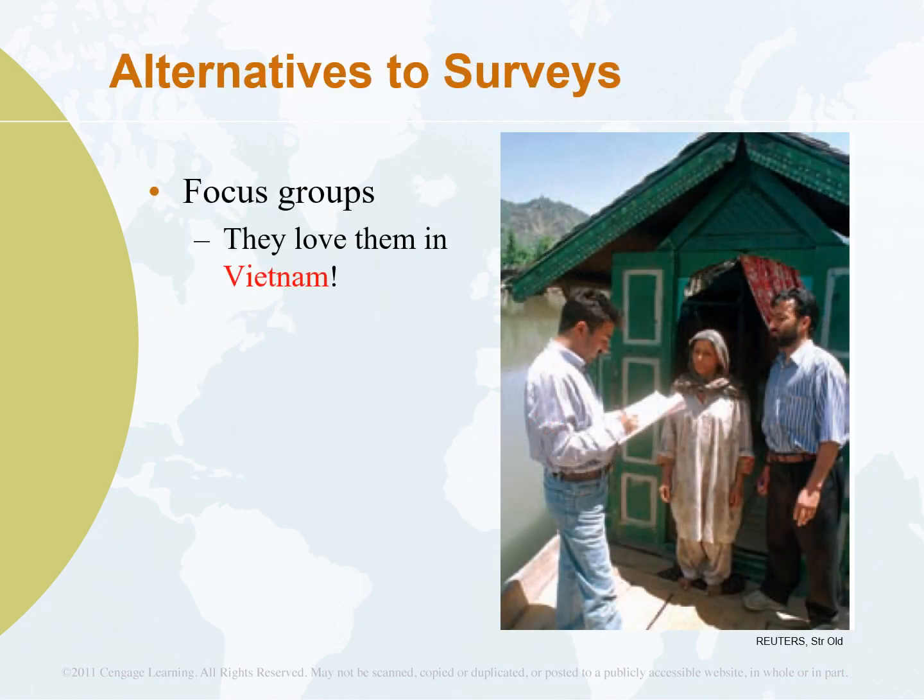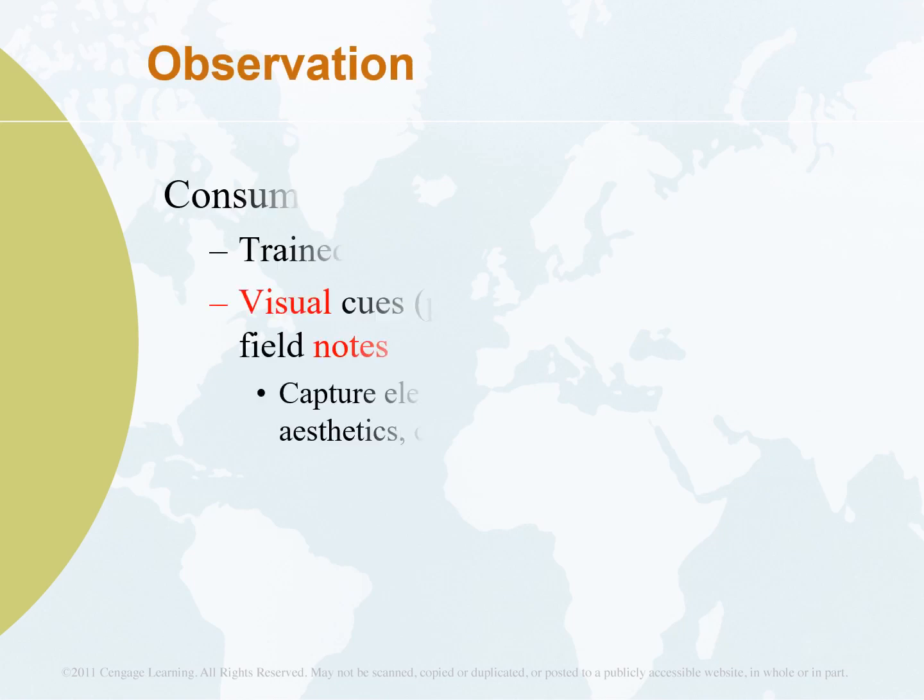And focus groups. As an alternative to surveys, you can conduct focus group studies. In Vietnam, they love them. For some reason, they just love focus group studies. Again, you can conduct them. And observation can be used, like when you watch how Cubans shop. You can observe that.